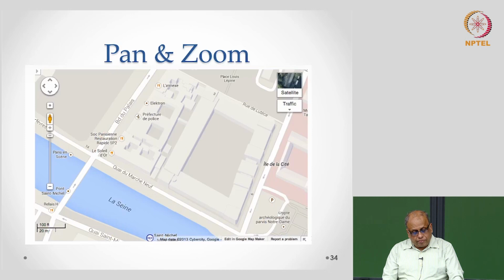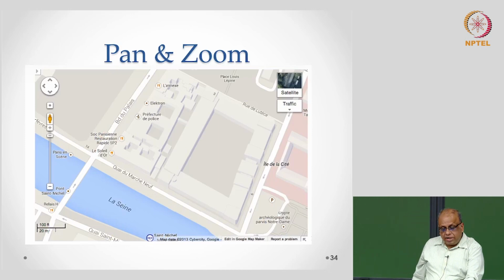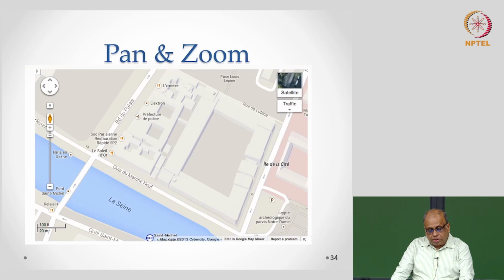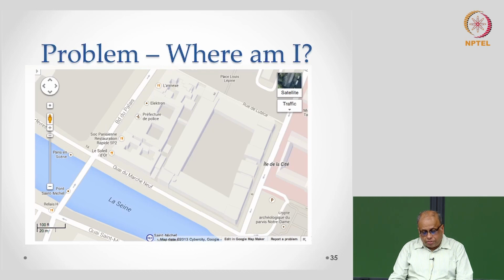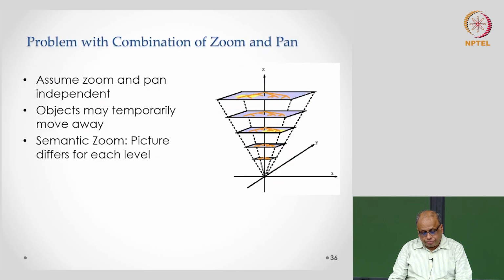You can zoom further. So what is the disadvantage of pan and zoom? As you go deeper and deeper, you lose the context of where you are. For example, if I am new to Ahmedabad and I look at the map, I start with a map at a high level. If I zoom further and further, I may not know exactly which part of Ahmedabad I am in. So you have this problem of where I am, based on this visualization.